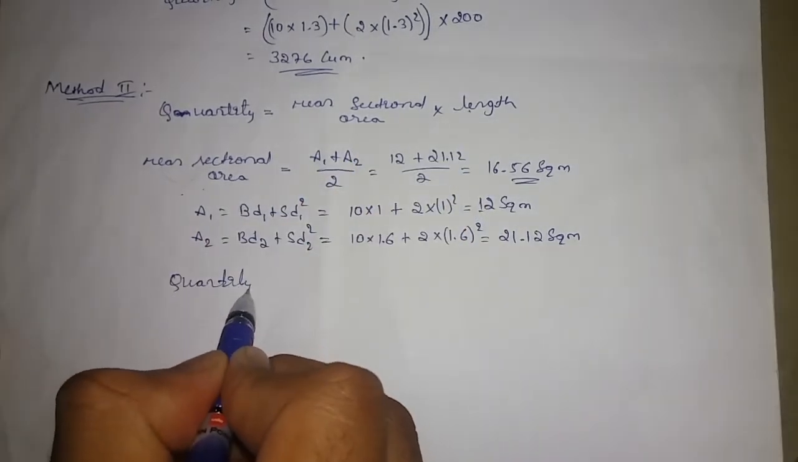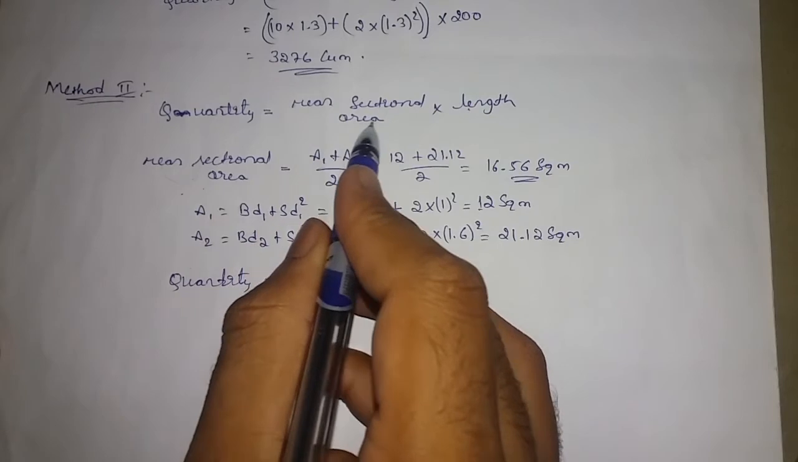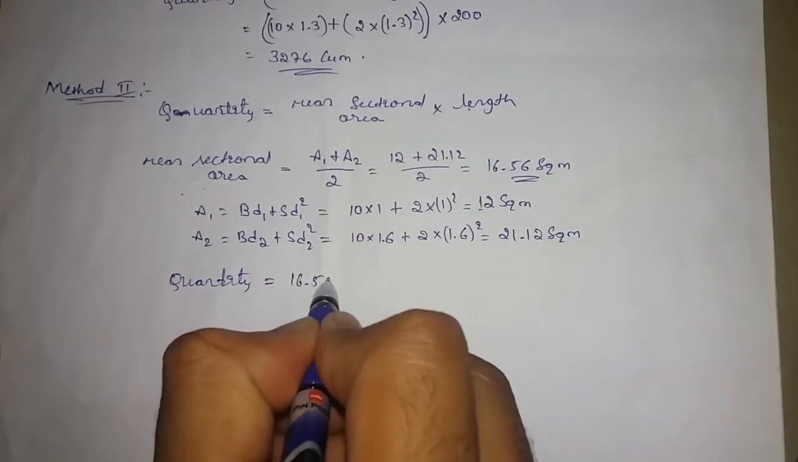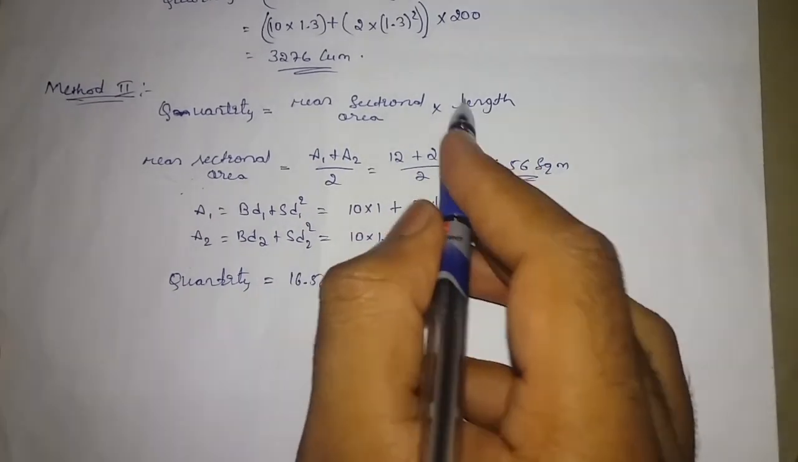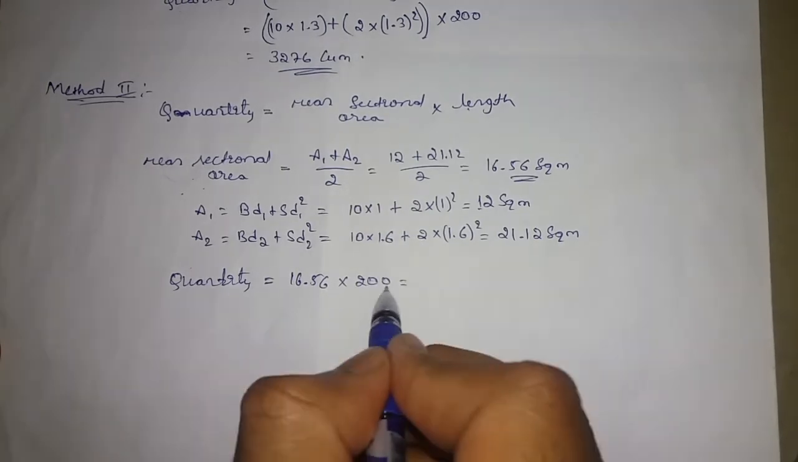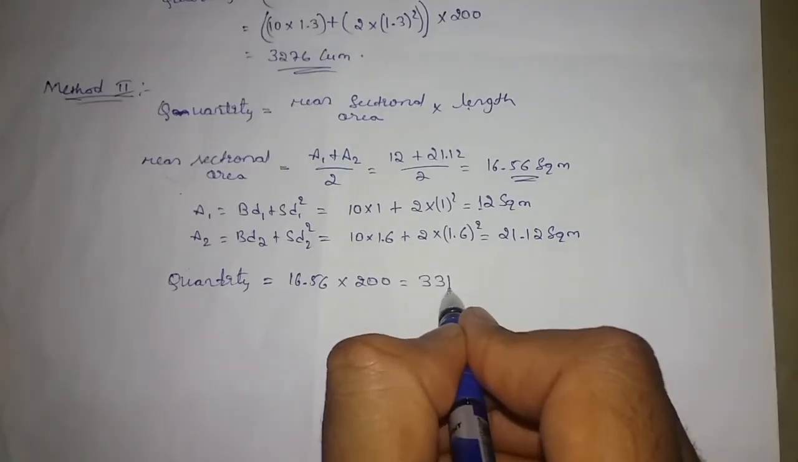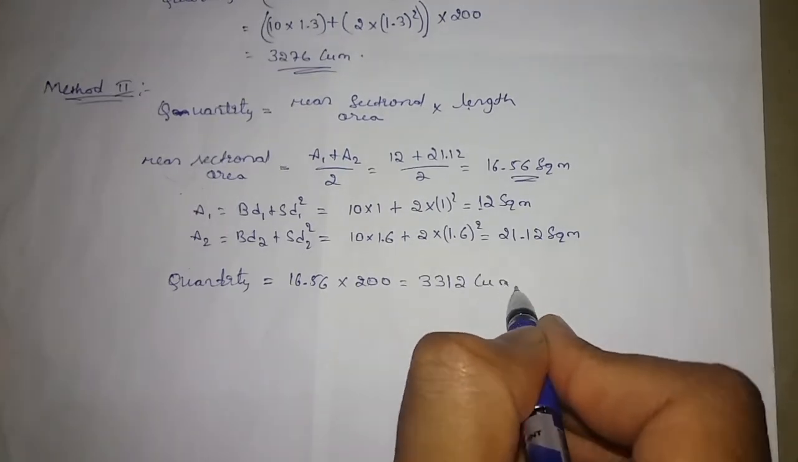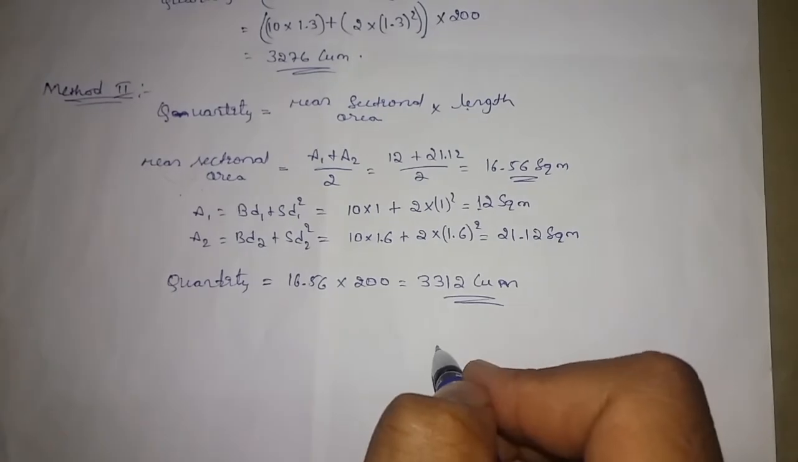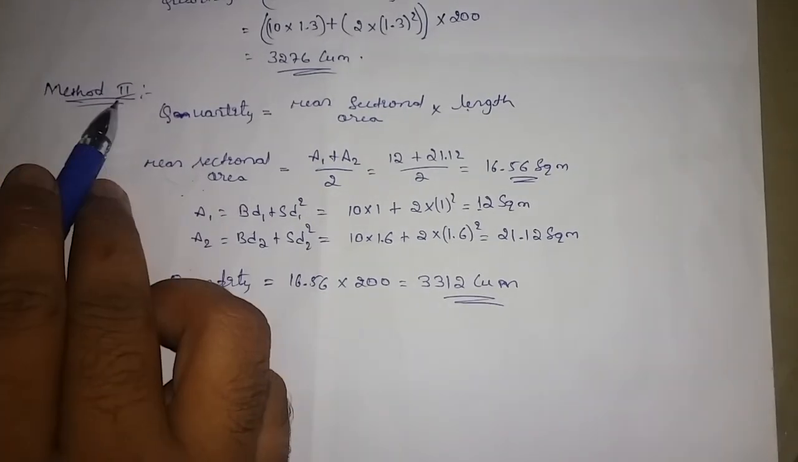The quantity is equal to the mean sectional area into length. You got the mean sectional area as 16.56 square meter, and the length is given as 200 meter. So if I calculate this value, I will get 3312 cubic meter. Yes, this is how we find the quantity by following method number two, right?